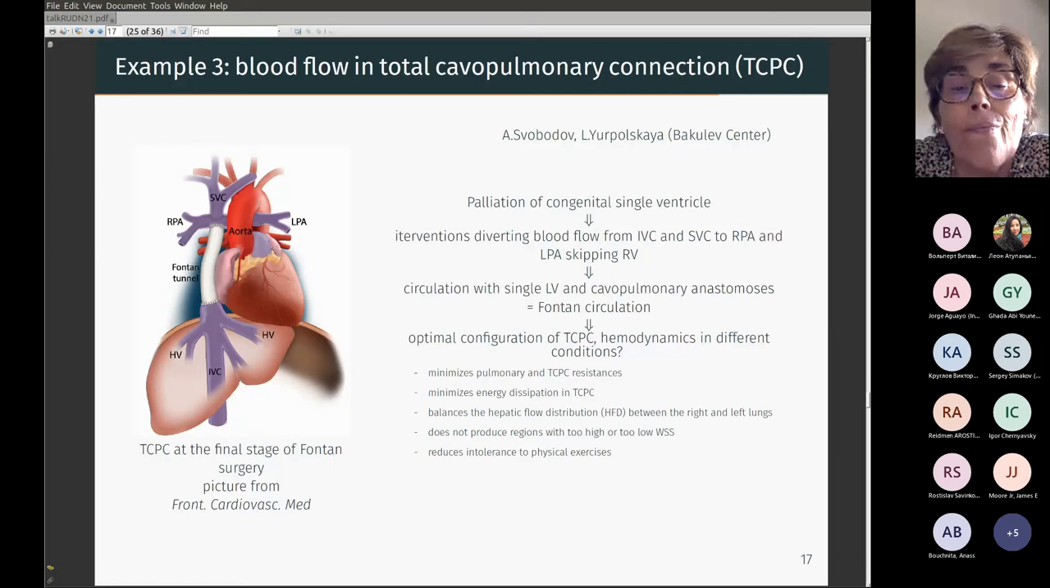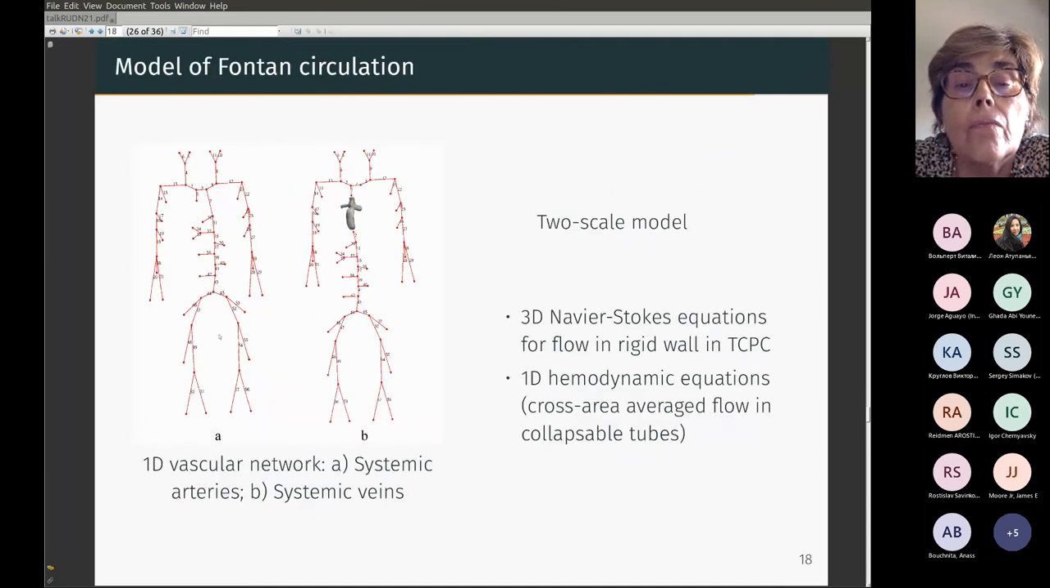Also, what is interesting from the mathematical point of view is how the flow is redistributed under physical exercise of a patient. So we suggested a two-scale model for the Fontan circulation, which addresses 3D Navier-Stokes equations in a rigid wall, in this total cavopulmonary connection region, shown here in gray, and 1D hemodynamic equations in the systemic arteries and systemic veins.